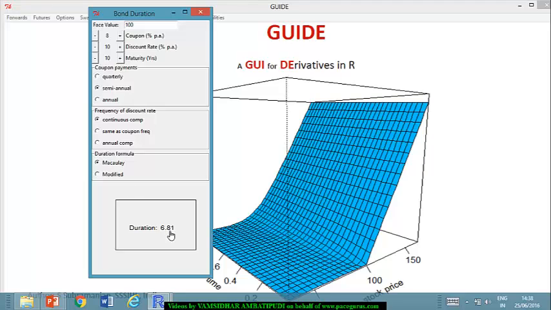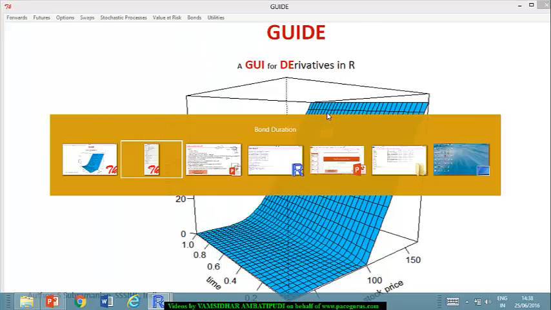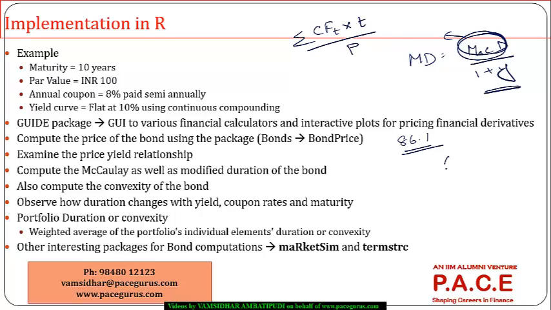The Macaulay duration works out to 6.81, but if I go for the modified duration, it is 6.81 divided by 1 plus that y part. So the modified duration works out to 6.49. This is one thing that we can use for comparison. So the duration is 6.81 and modified duration is 6.49. We have computed the Macaulay as well as the modified duration of the bond.